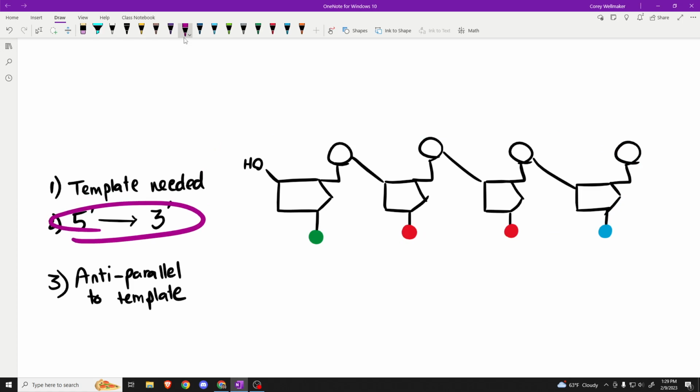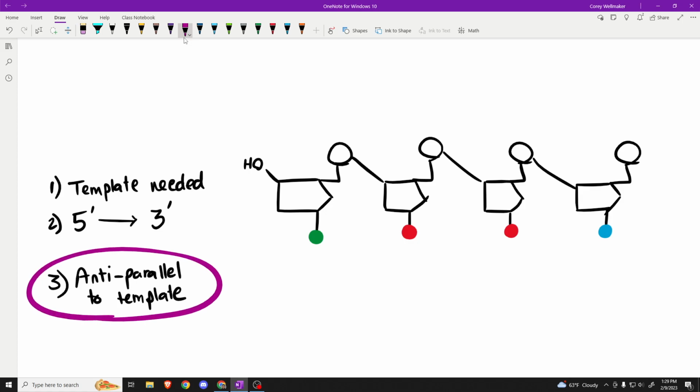Rule number two, the strand needs to be synthesized in the 5' to 3' direction. What that means is that we need to add nucleotides by using the hydroxyl functional group on the 3' carbon. Hopefully you'll be able to see that once I draw the synthesis out.